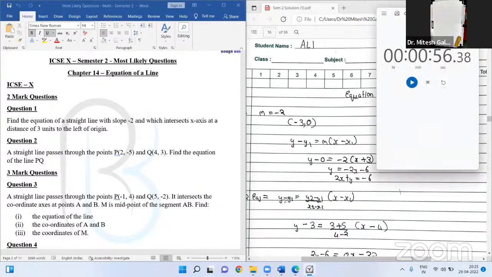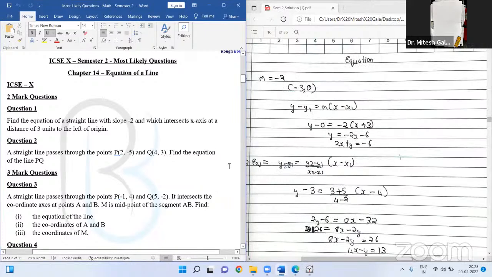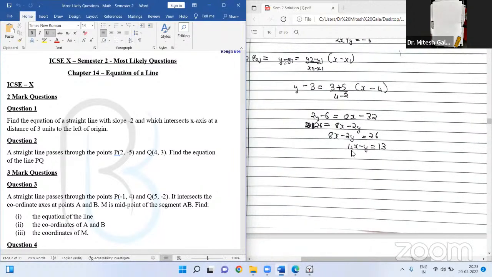Chalo, let's look at the solution to this one. So here they've given directly the equation. So you first find the slope. So you might get the slope as 4. Yeah, 4. And then you open it to get your final equation as 4x minus y equals to 13. Everybody got the same?